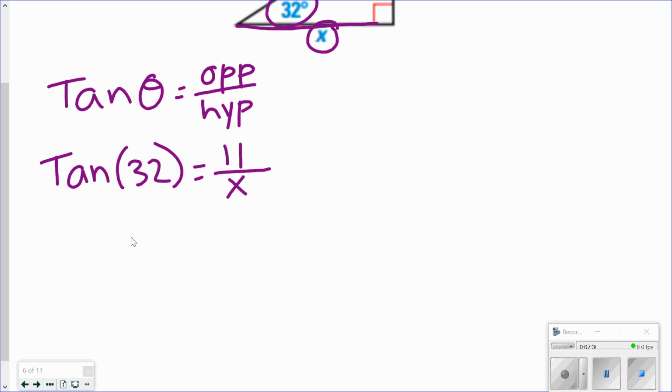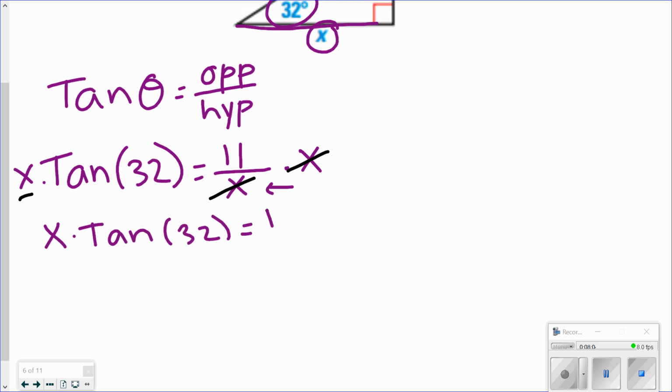Now, I just want to solve for x. So to get x by itself, I notice that it's in the denominator here. Well, to get something out of the denominator, I'm just going to multiply it by itself. So if I multiply each side by x, these x's would then cancel, and I have an x over here. So this simplified to x times tangent of 32 is equal to 11.